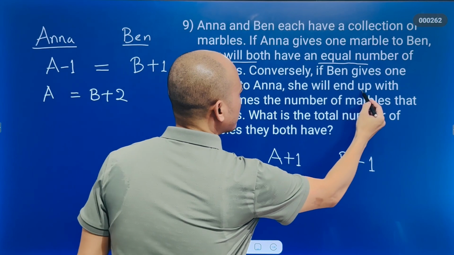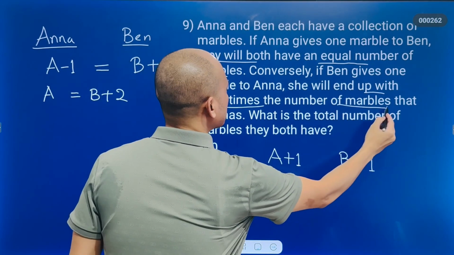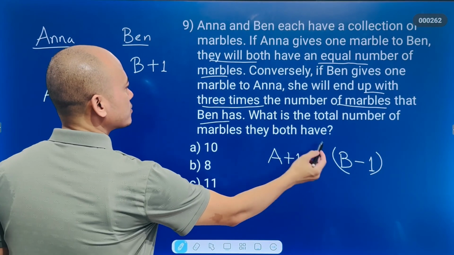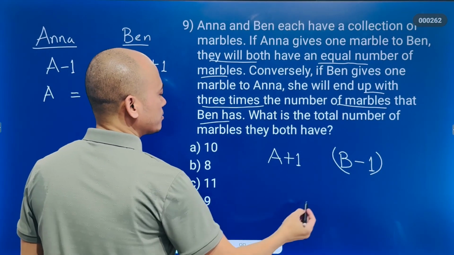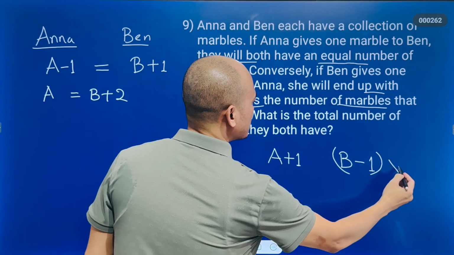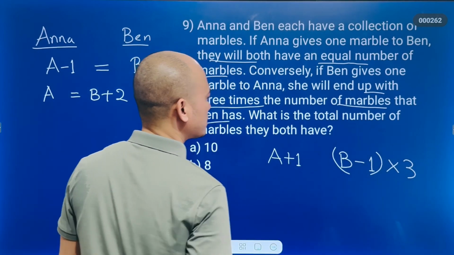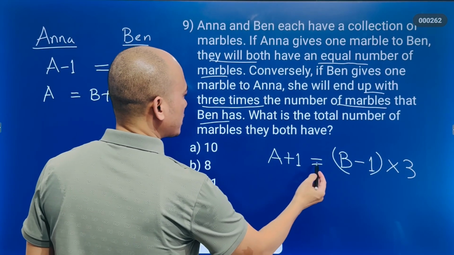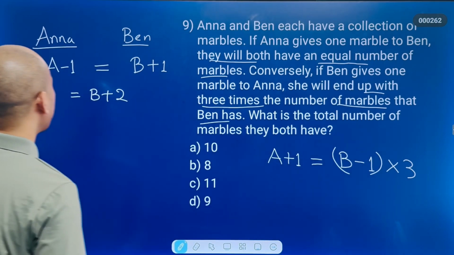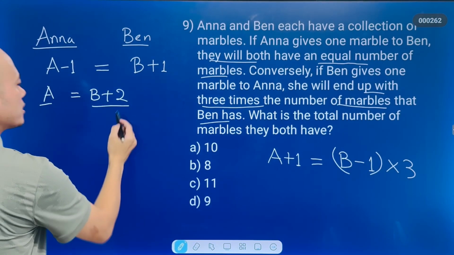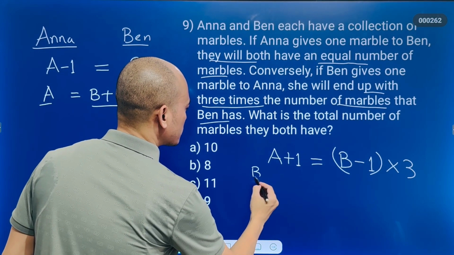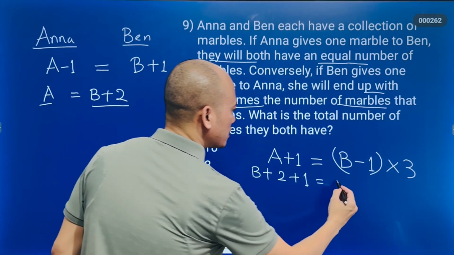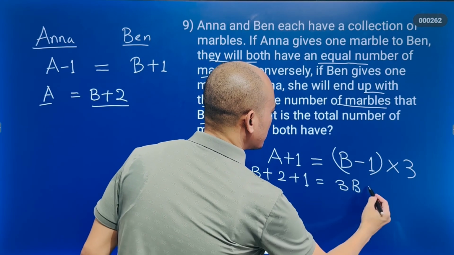It says that she will end up with 3 times the number of marbles that Ben has. Ben has how much? B minus 1. 3 times the number of marbles that Ben has. Ben has this much, so it will be 3 times of this. So A plus 1, A is how much? The value of A we can put as B plus 2. So B plus 2 plus 1 equals 3B, 3 into B minus 3.